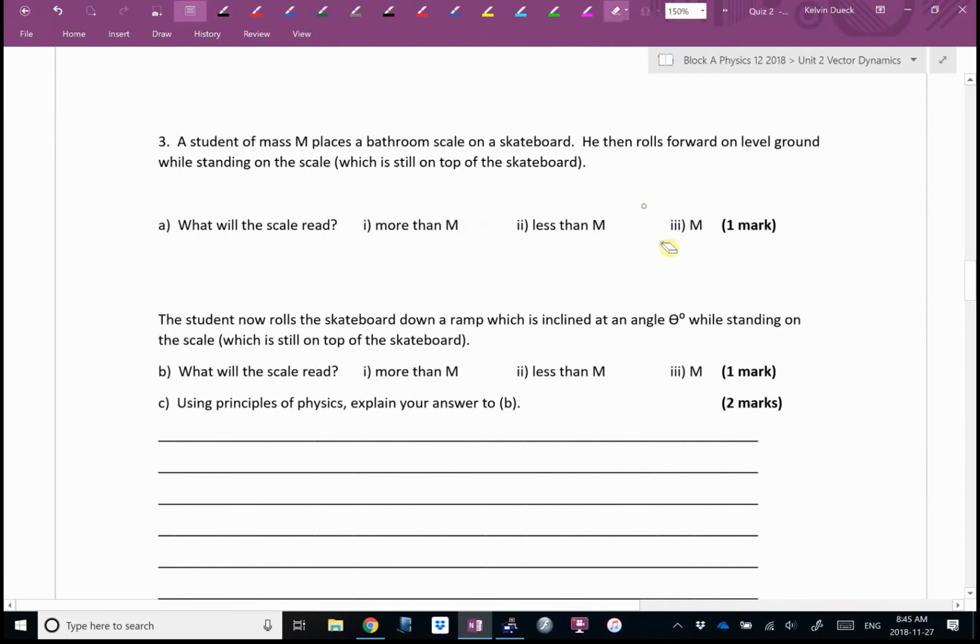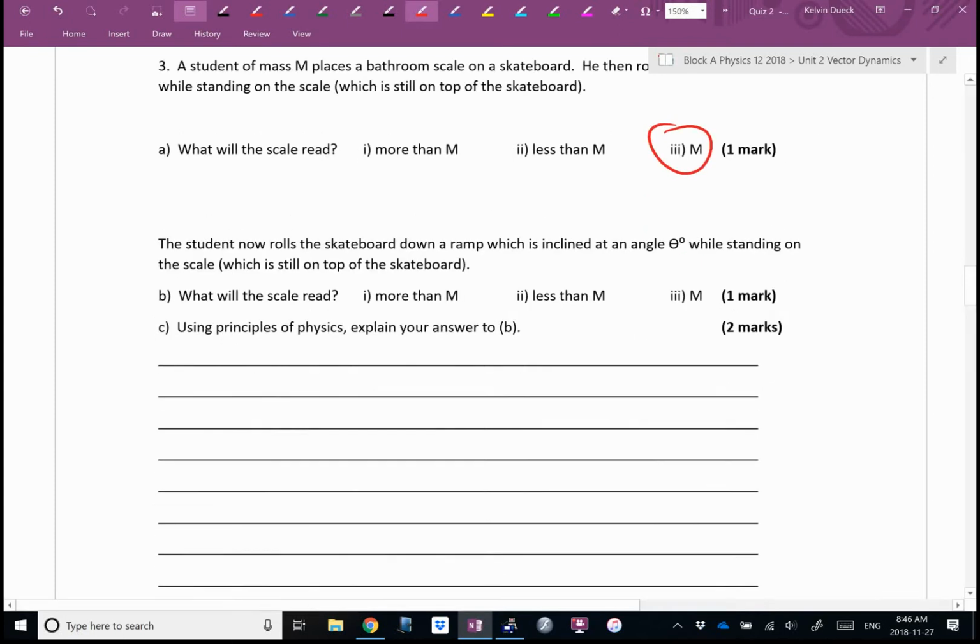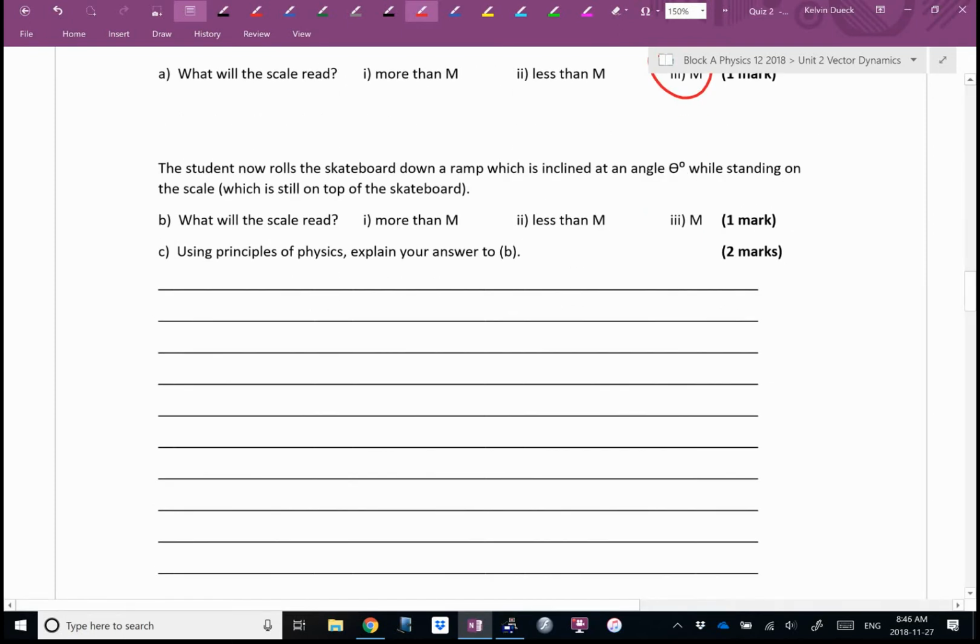M. Yes? If you're on flat level ground, the scale's going to read big M. Although it's displaying big M, that's not really what a scale measures. A scale measures normal force, but you would read your normal mass. Now if we roll down a ramp which is inclined at an angle theta, what will the scale read? More than M, less than M, or M?